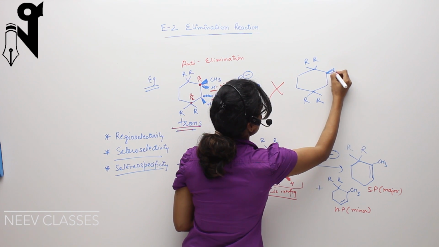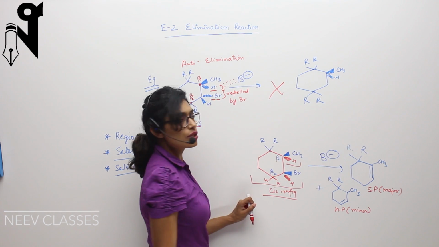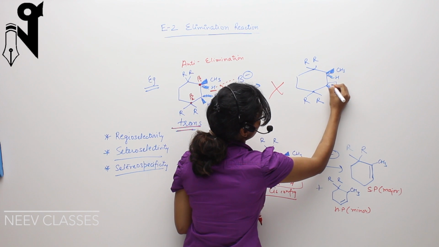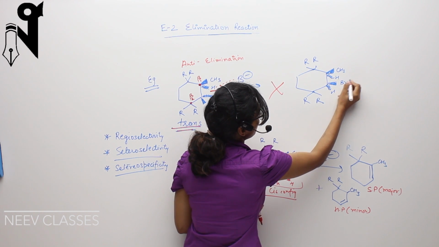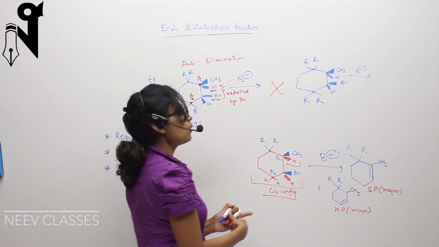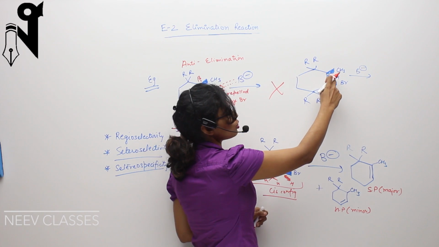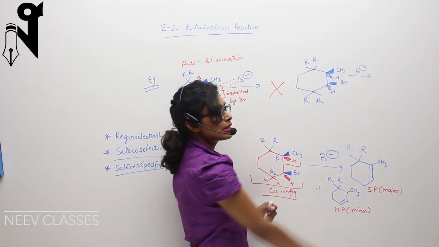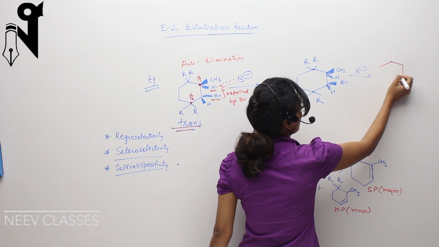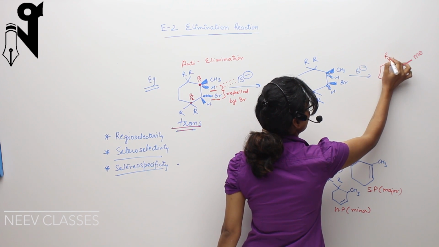Now I have CH3 here, and hydrogen is on the dash bond. Again, hydrogen is on the dash bond and my bromine is on the wedge. Now when the base attacks, what will happen? The base can come from the back side, attack this hydrogen and pull it out, while simultaneously the bromine leaves from the front side, and it will be able to form an alkene over here.